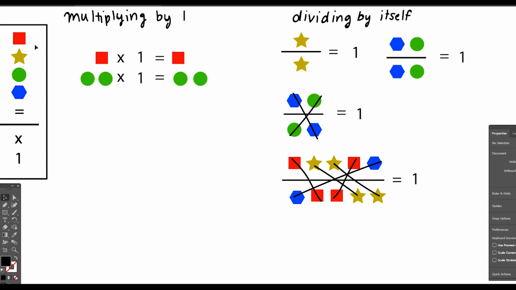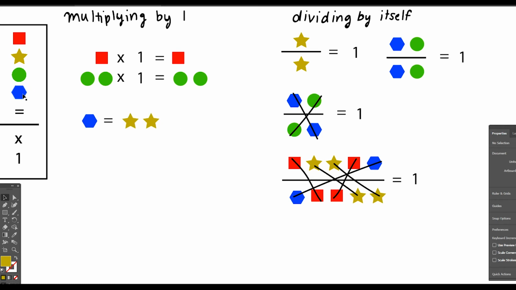So I'm going to just tell you that this blue hexagon is equal to 2 gold stars. Okay, don't ask me how or why. Let's just pretend that this is true. I'm telling you it's true. One blue hexagon equals 2 gold stars.